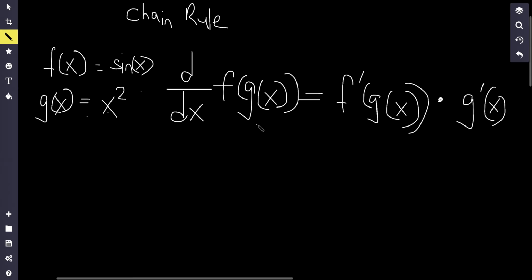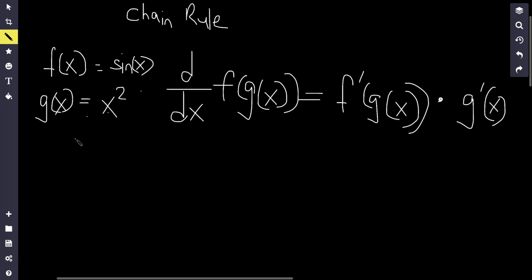So the chain rule tells me that if I want to take the derivative of a composite function, a function inside of another function, what I do is first I just take the derivative of the outside function like normal, except everywhere I see an x, I'm just going to replace it with a g of x. And then I'll just multiply that by the derivative of g of x.